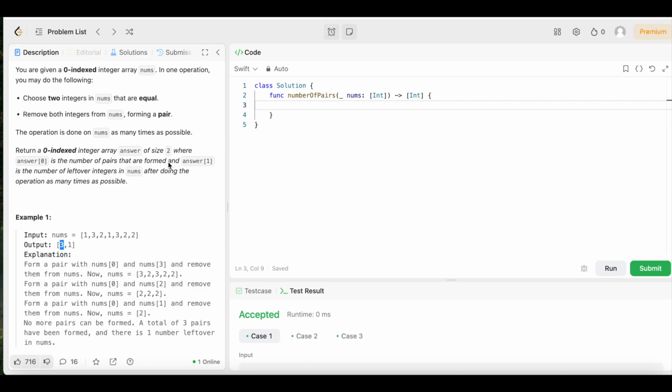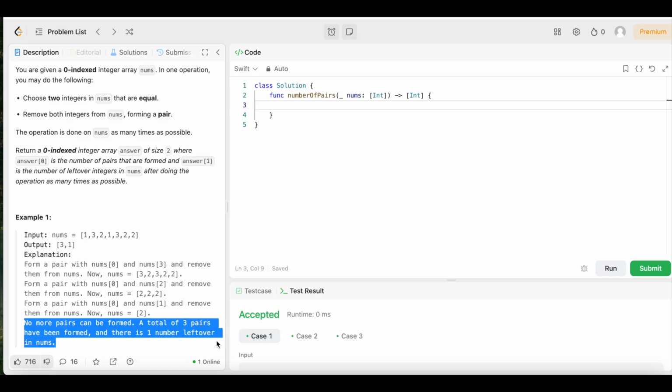It says right here, answer[0] is the number of pairs that are formed. So right now in our output we have 3 pairs. Then it says answer[1] is the number of leftover integers in nums. So as you can see, once we remove these two 2s, that's our last pair, and now we're just left with this, right? And then it says no more pairs can be formed. A total of 3 pairs have been formed, and there's one number left over.